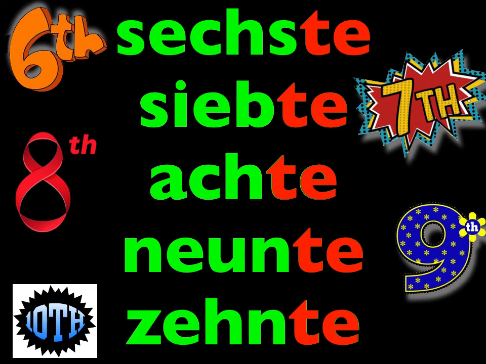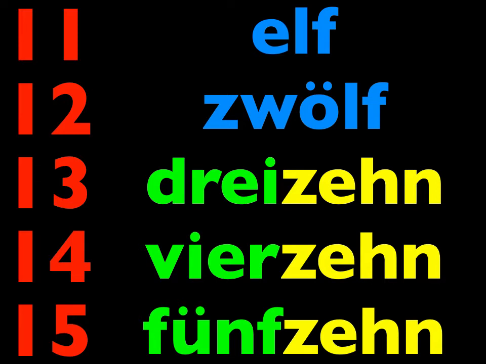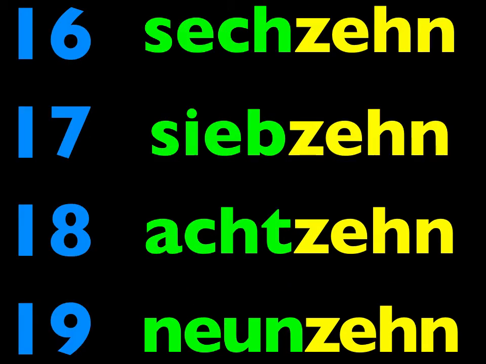Now repeat the regular counting numbers, 11 through 19, after me. You've learned this before, of course. 11, 12, dreizehn, vierzehn, fünfzehn, sechzehn, siebzehn, achtzehn, neunzehn. Good. Now to say 11th through 19th as an ordinal number, just add te to the number and you've got it. It's that simple. So that being the case, say 11th.